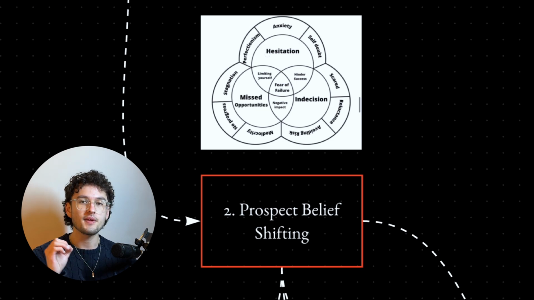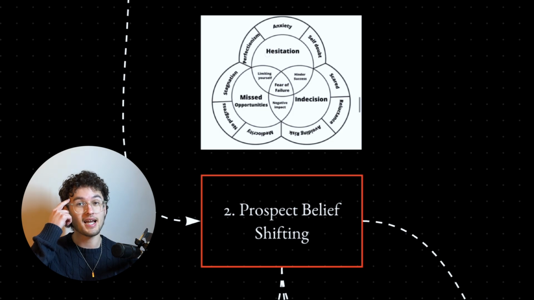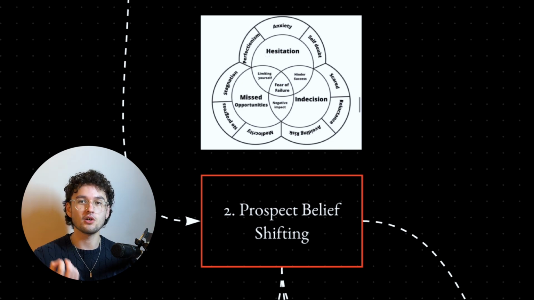So this brings us on to the second core principle of Tom's funnel, which is prospect belief shifting. The idea behind this is that you need to destroy existing beliefs that your prospects have in their mind, whether that's from preconceived notions or genuine content that they've consumed from your competitors or from other people in the market. Now, what you need to do is indoctrinate them to your sense of thinking.